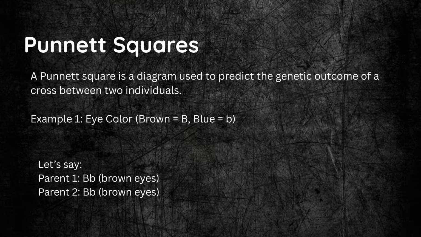Third is Punnett squares. A Punnett square is a diagram used to predict the genetic outcome of a cross between two individuals. For example, yung eye color. Yung dominant trait niya is brown, which is the big B, and yung recessive is the small b. So let's say, yung parent 1 meron siyang brown eyes, and yung parent 2 also has brown eyes. So, how do we do this in a Punnett square?